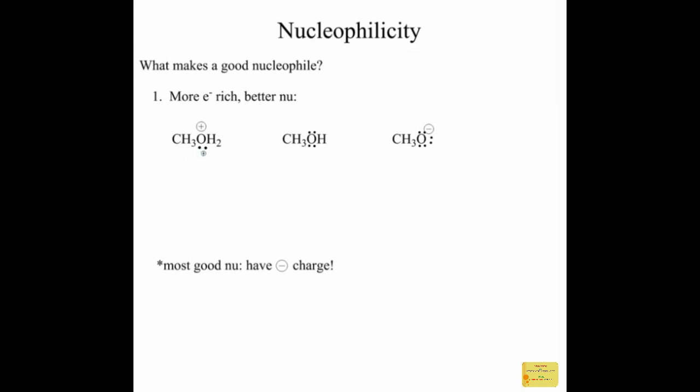So let's compare. Here we have what is called methanol. This alcohol with the methyl group here, this is methanol. Here we have a protonated form of methanol, so there's a positive charge. Here's a deprotonated form of methanol, so there's a negative charge. We call this methoxide. When you have a methyl and an O minus, it's called methoxide. And so the more electron-rich you are, the better the nucleophile you are. So methoxide is described as a strong nucleophile.